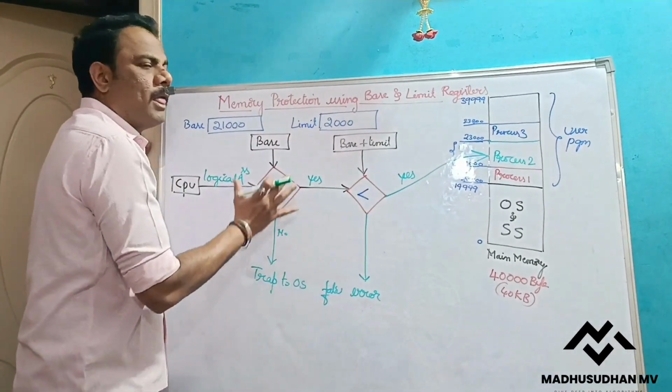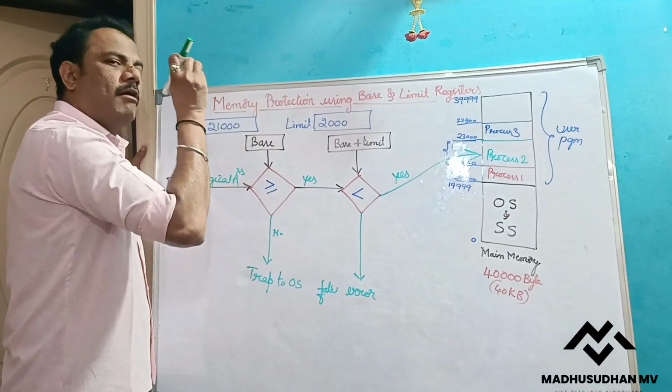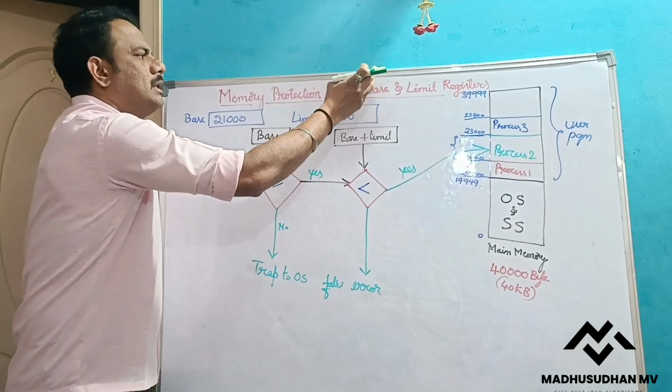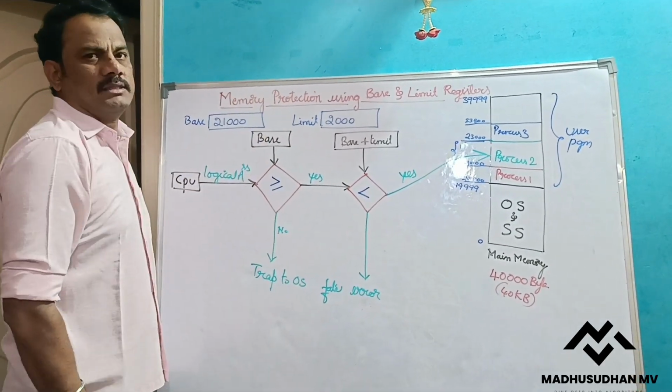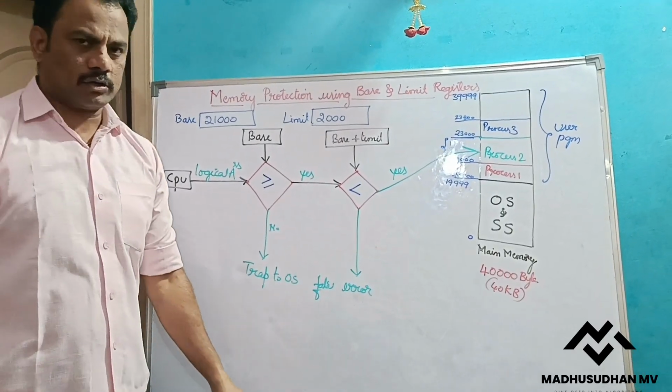So this is how we can give protection to every process using the base and limit registers. That's memory protection using base and limit register. Hope you people understood this concept.